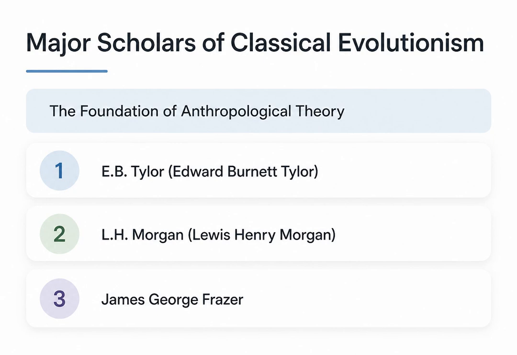Understanding this historical, intellectual, and political context is absolutely essential because it sets the stage for the specific theories that built the discipline of anthropology. The framework of classical evolutionism was championed by three major scholars who are central to our syllabus: E.B. Tylor, L.H. Morgan, and James George Frazer. Having established why and how their worldview was formed, we are now perfectly positioned to dive deeply into the specific contributions, stages, and theories proposed by each of these three foundational figures.